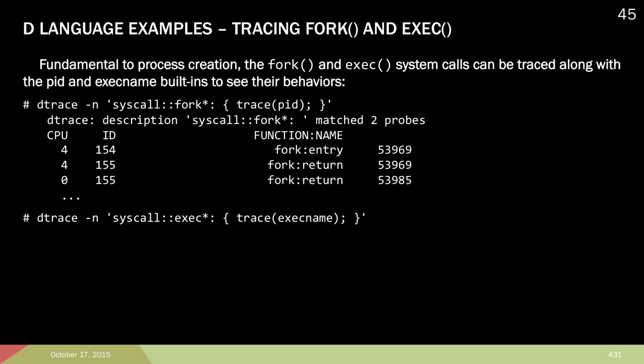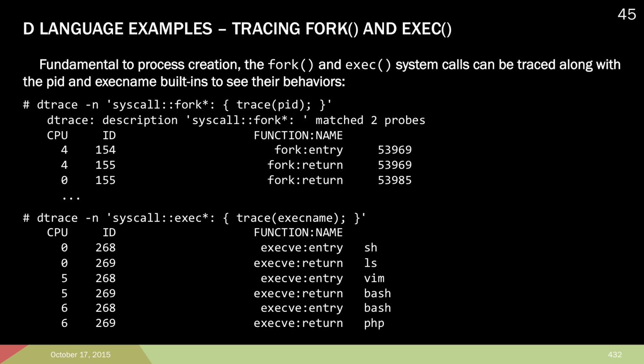Let's do the same for exec, but instead of printing the PID, we'll use the executable's name. And we get similar output. Note we globbed for exec, and if we hadn't, we wouldn't have matched the probe we're interested in, execve.